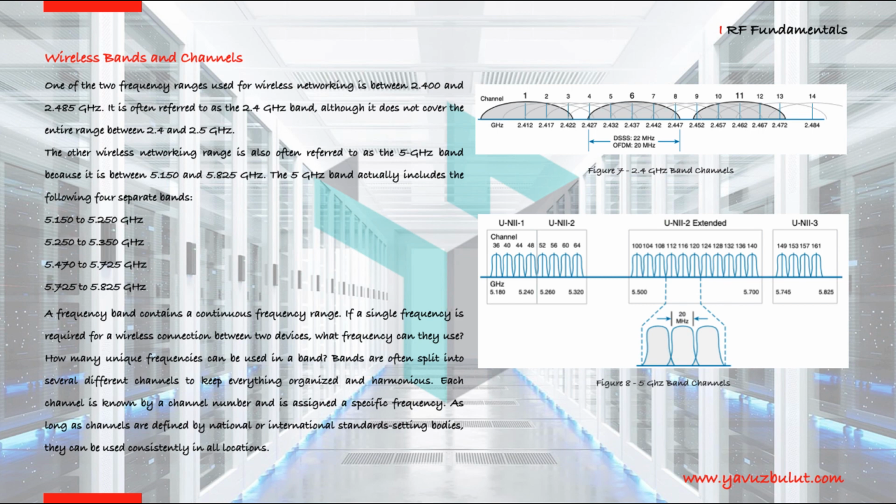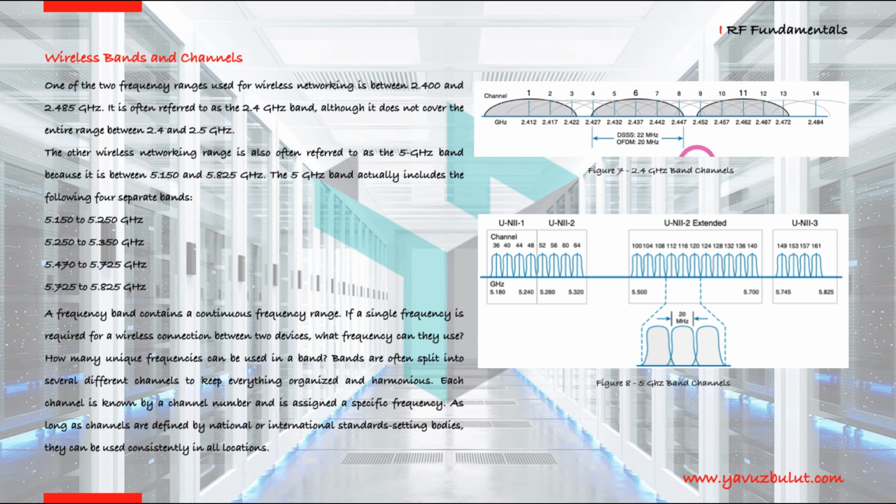To keep everything organized and harmonious, bands are usually divided into several different channels. Each channel is known by a channel number and assigned to a specific frequency. These channels can be used consistently in all locations as long as they are defined by bodies that set national and international standards. Figure 7 shows the channel layout for the 2.4 GHz bands and Figure 8 shows the channel layout for the 5 GHz bands.